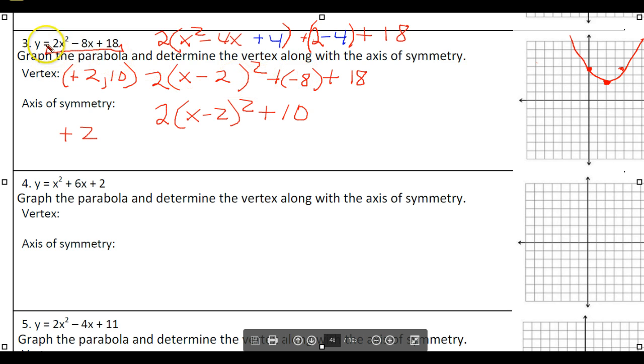Now, if we put x as 0 in a t-chart here, what will our y-intercept be? Well, this is a 0. This will be a 0. It will be 18. So again, using these as 5, 10, 15, 18 is right about there. And then over here, there's an 18. Gives you an idea what the graph will look like.